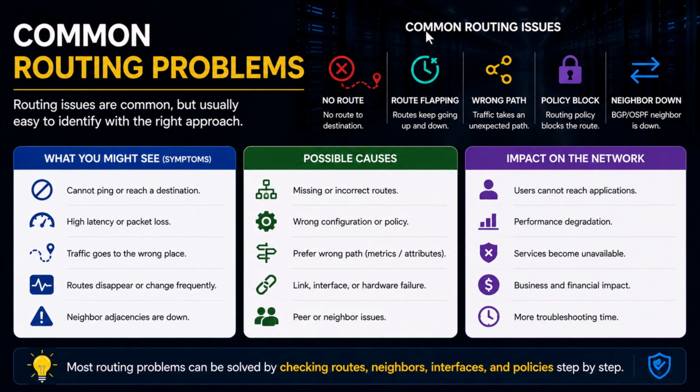Policies can also block routes completely. Prefix lists, route maps, filters, or VRF configuration may prevent a route from being installed or advertised. The important point is that routing problems are usually not random. There is normally a logical reason. The job of troubleshooting is to find exactly where that logic breaks.